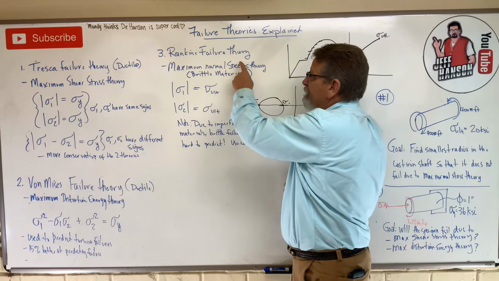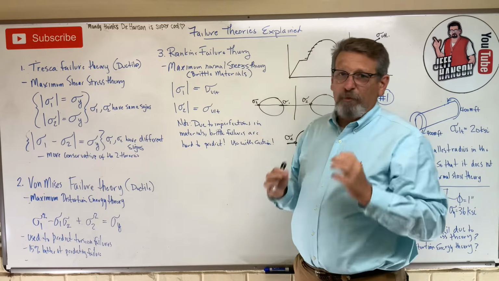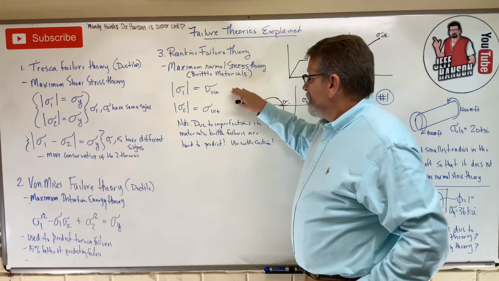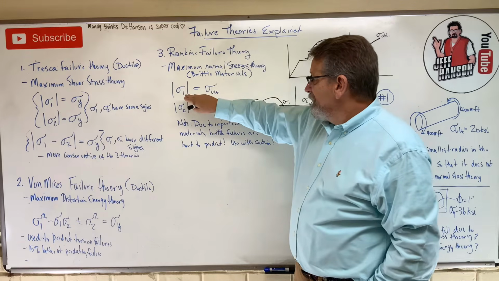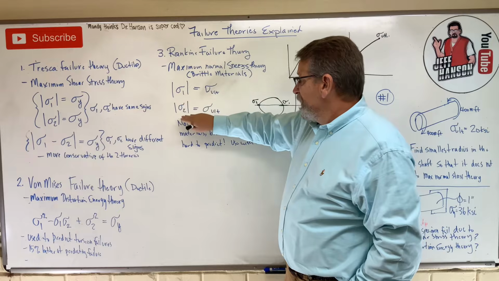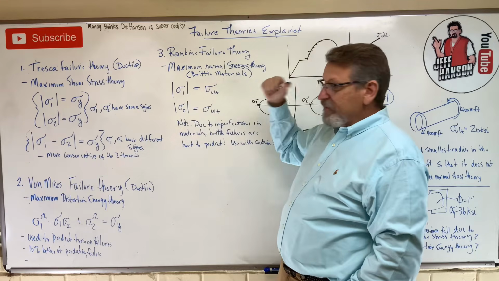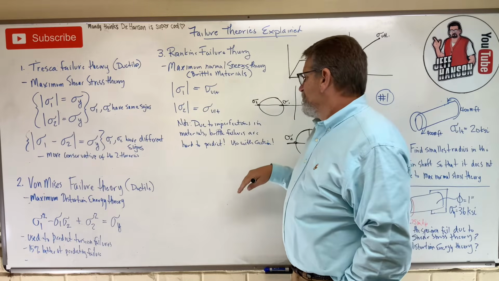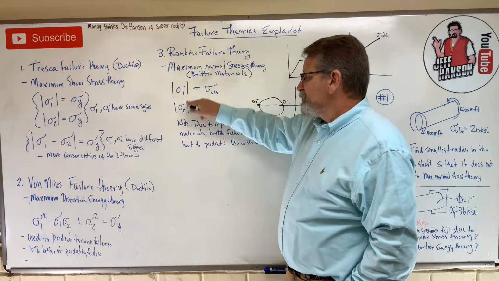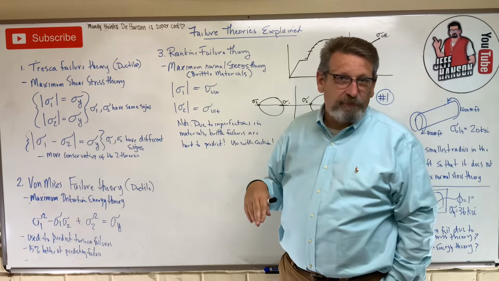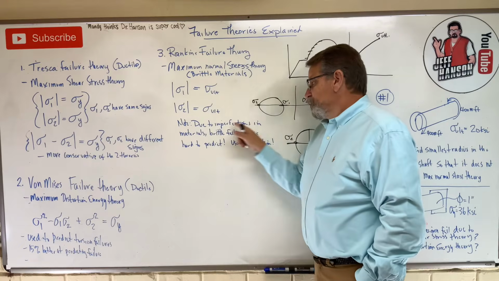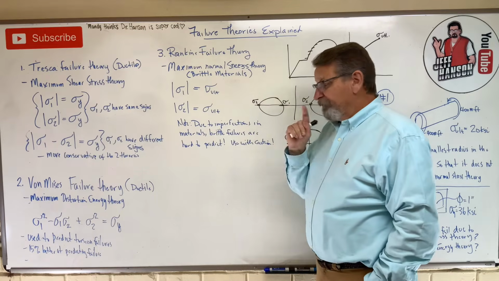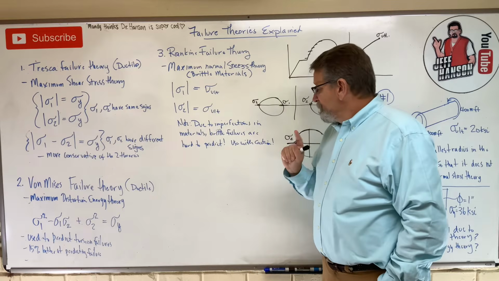This one, Rankine failure theory, is called the maximum normal stress theory. Again, used for brittle materials. You can tell that because of the ultimate, okay? And you just use sigma 1 if you're on that side, sigma 2 if you're on this side, whichever one of the principal stresses is bigger. And again, due to imperfections in materials, brittle failures are hard to predict.